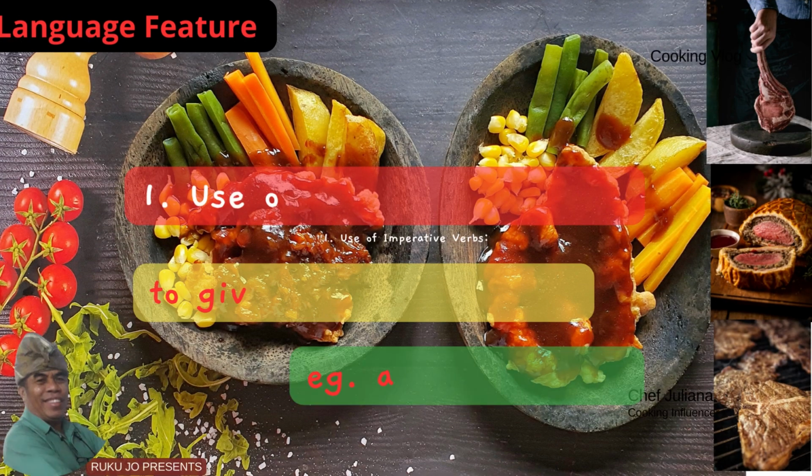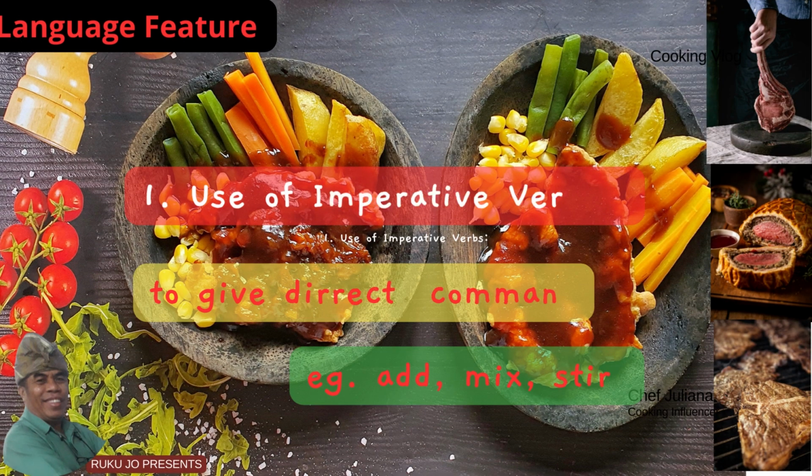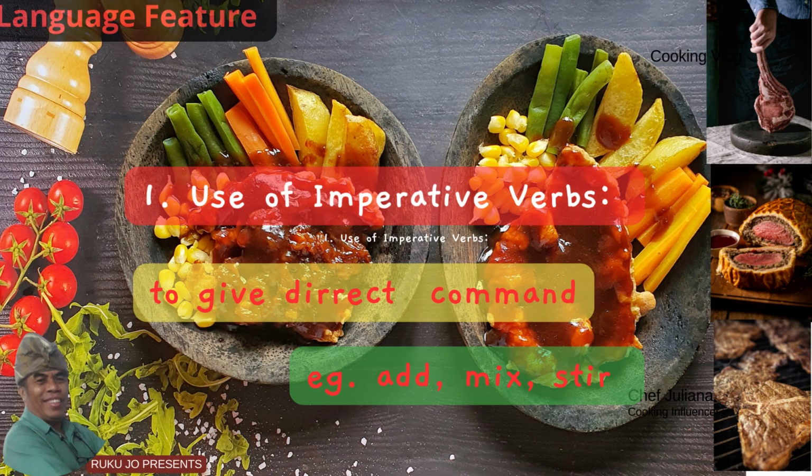Well, genius learners, afterwards we are going to see the language features of the procedure text. The language features of a procedure text include: 1. Use of imperative verbs. Procedure texts commonly use imperative verbs to give direct commands, such as add, mix, or stir. These verbs are important because they clearly communicate the action that the reader needs to take.